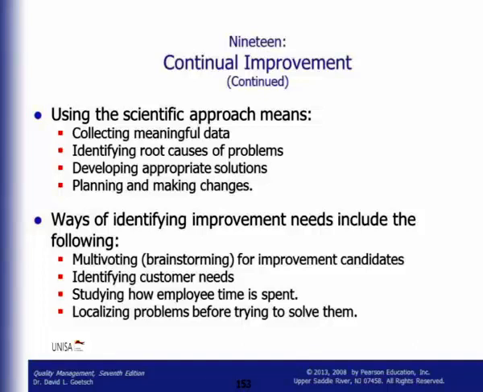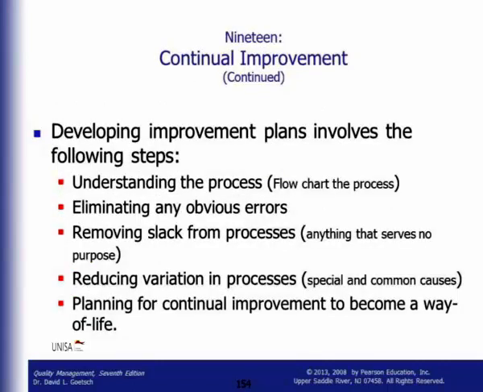The ways of identifying improvement needs include the following: multi-voting, which is brainstorming for improvement, identifying customer needs, studying how employee time is spent, localizing problems before trying to solve them. Developing an improvement plan involves the following steps: understanding the process through flowcharting, eliminating any obvious errors, removing slack from the process, anything that serves no purpose, reducing variation in processes, special and common causes, planning for continual improvement to become a way of life.